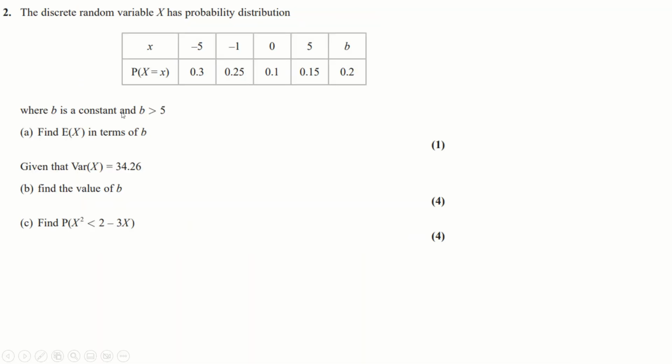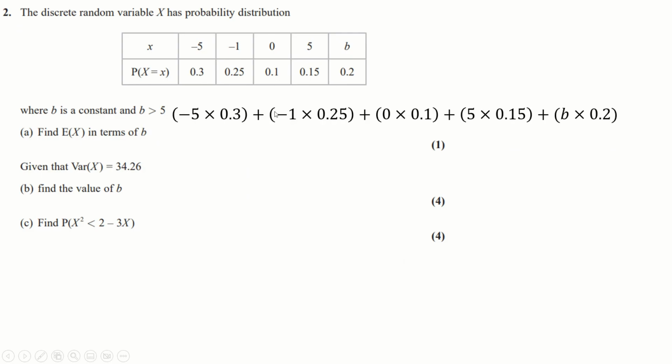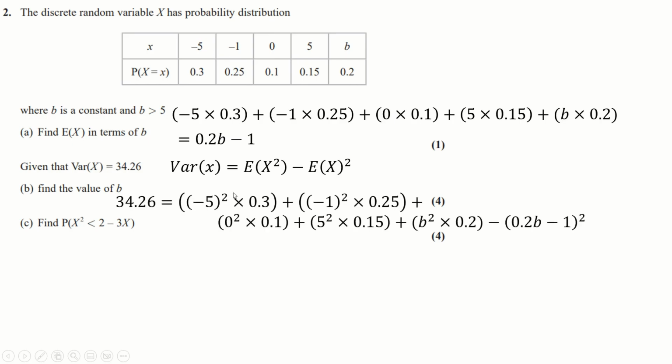Question 2 then, E of x is just this times this, plus this times this, plus this times this, and so on. That's very straightforward. These are all numbers, so we just end up with that. Variance of x. Now, the formula for variance is E of x squared minus E of x all squared. Now, this we can work out because it's just this squared times this, plus this squared times this, plus this squared times this, and so on.